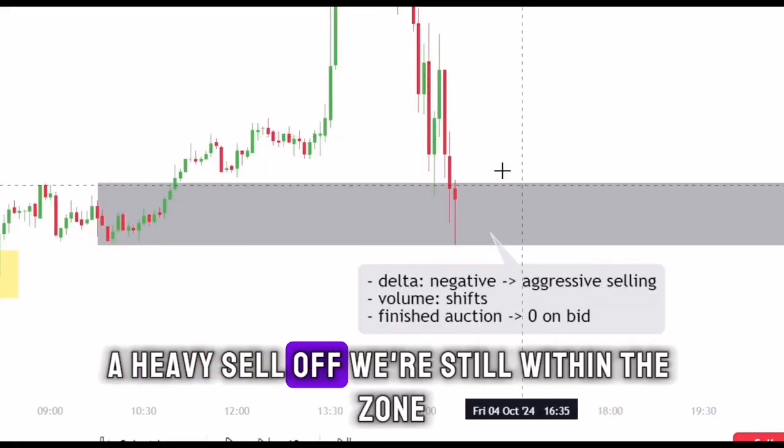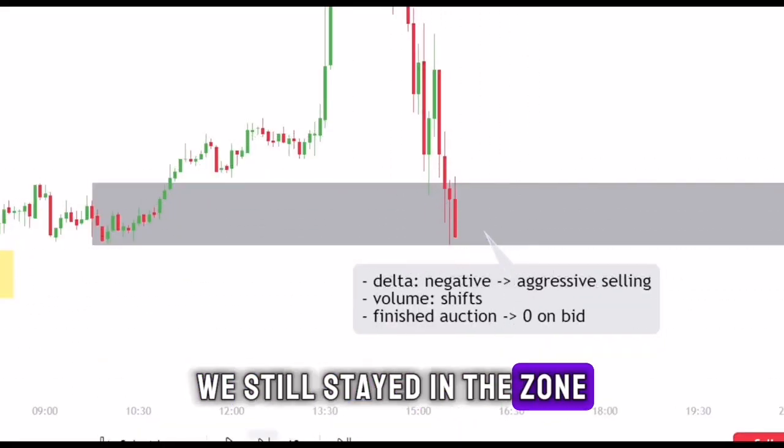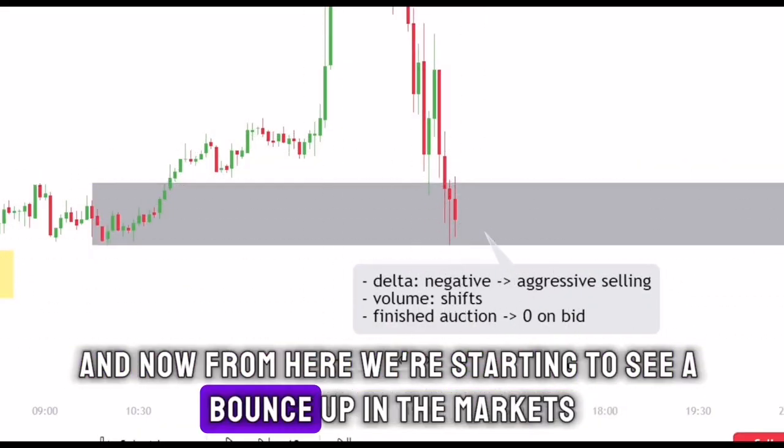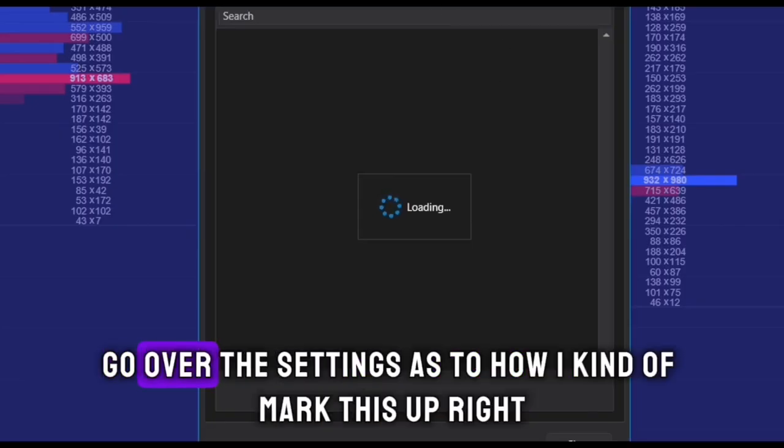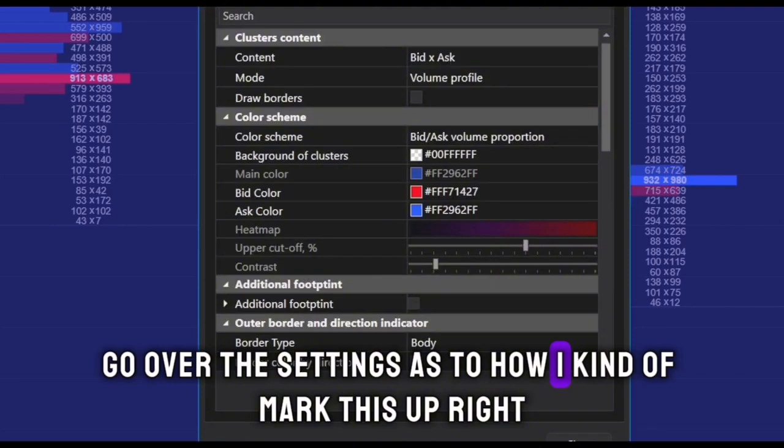Heavy sell-off. We're still within the zone. We've still stayed in the zone. And now from here, we're starting to see a bounce up in the markets, right? So we see this kind of movement over here. It's very interesting to go over the settings as to how I mark this up, right?